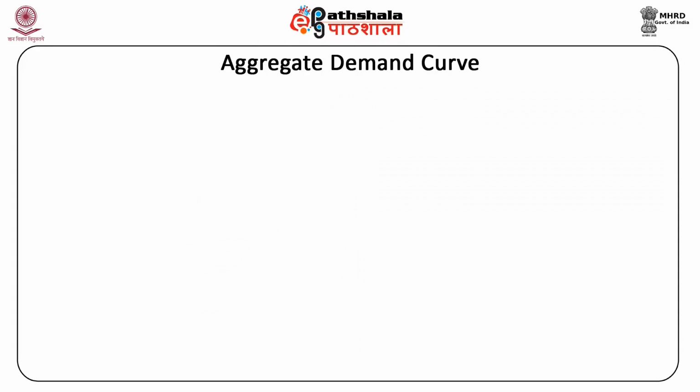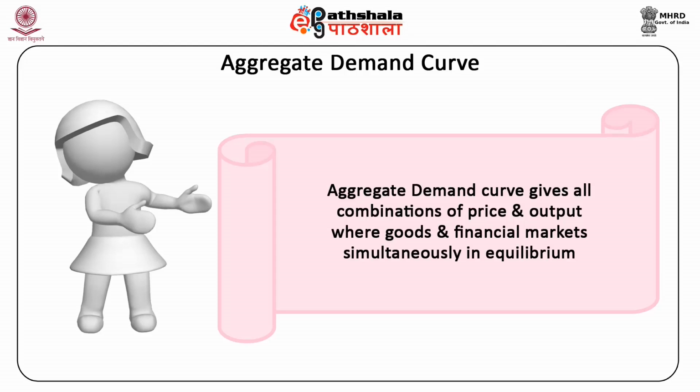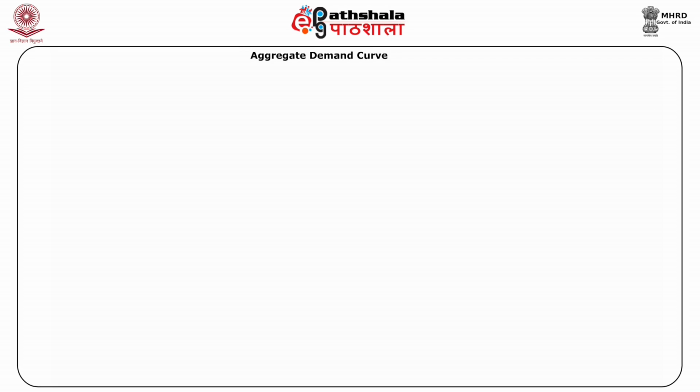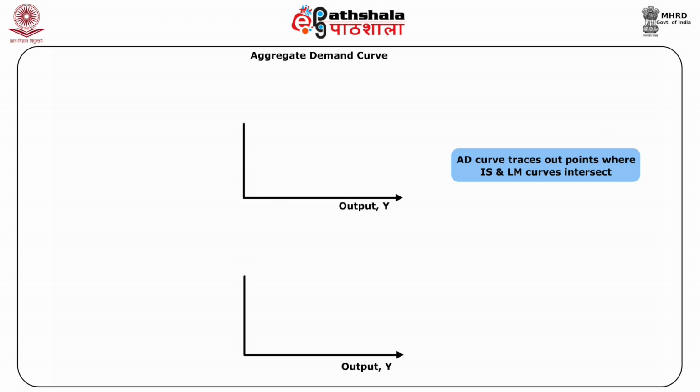Now we will discuss the aggregate demand curve. The aggregate demand curve gives all combinations of price and output where the goods and financial markets are simultaneously in equilibrium. The AD curve is derived as follows. The AD curve traces out the points where the IS and LM curves intersect.